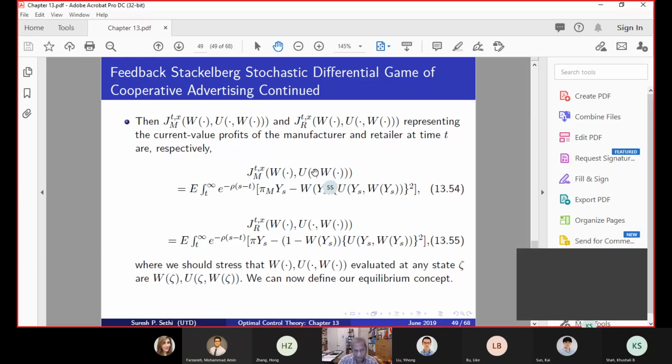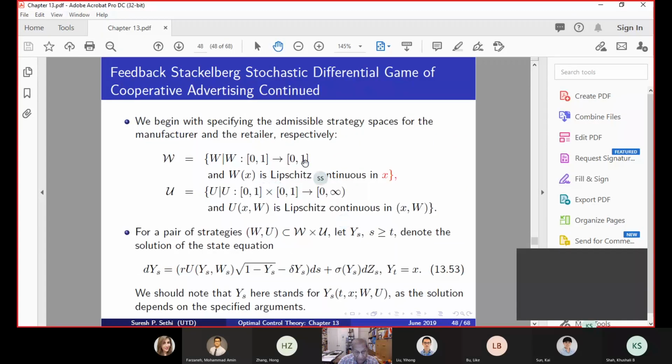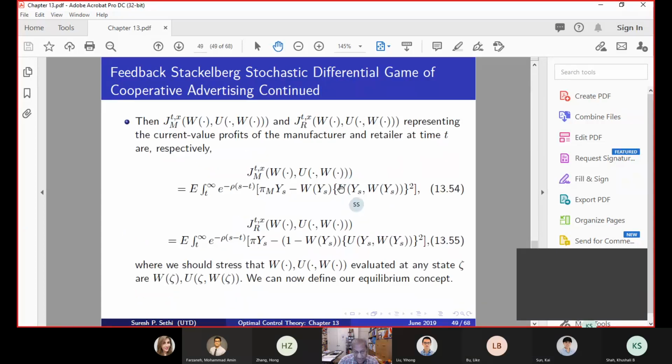We can define those from t, because we are now at t, all the way to infinity. I take the discount rate that goes from any t to this s, so I have rho to the s minus t. Then market share is y_s at time s, so pi_m times y_s. Then my cost, this is the manufacturer, so my cost is w of y_s, because I was doing feedback on this y_s, and I'm multiplying on u.